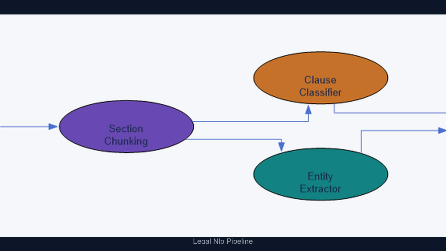The clause classifier and entity extractor then run in parallel. One categorizing what type of clause each section is, the other pulling out named entities like parties, dates, and monetary values. Both feed into the risk scorer, which combines clause type and entity context to assign risk levels. Everything flows into the final analysis report. This pipeline is the skeleton of everything we build in this lesson.